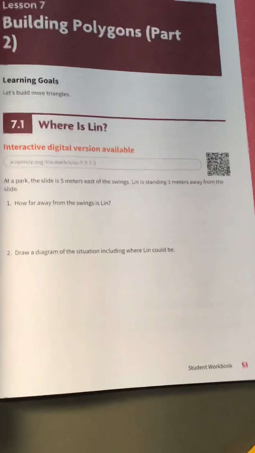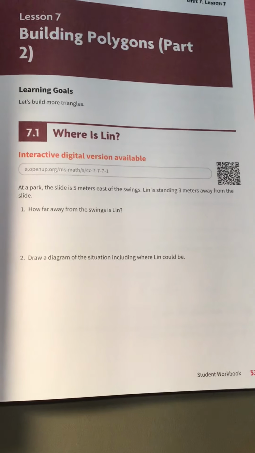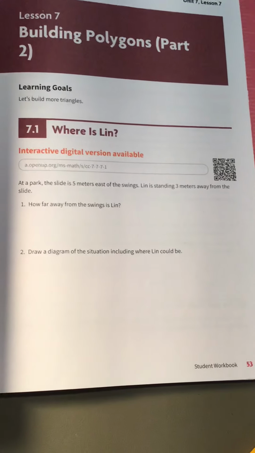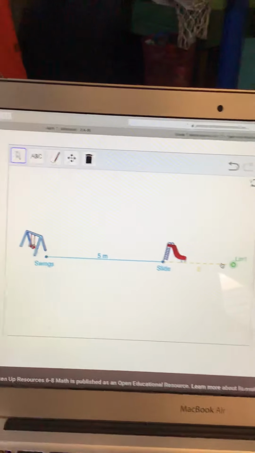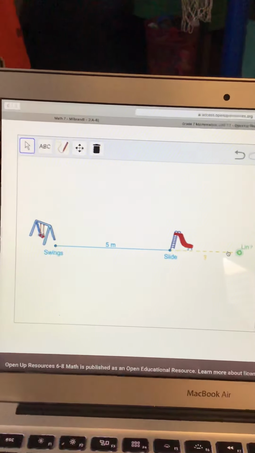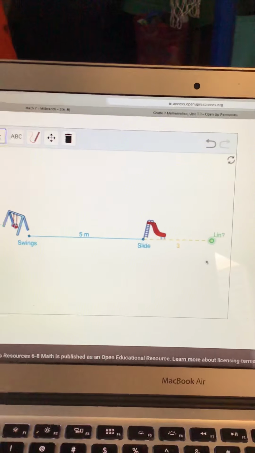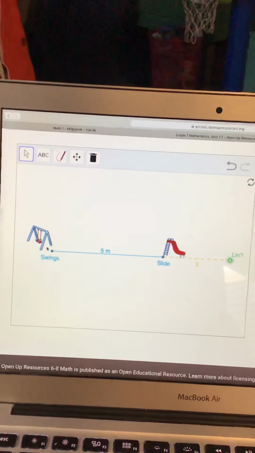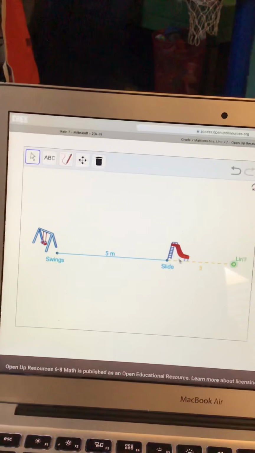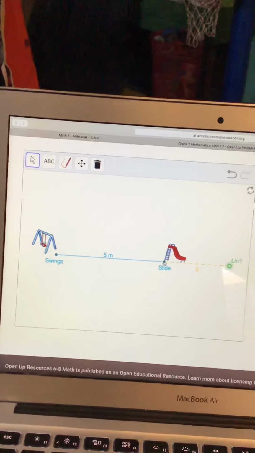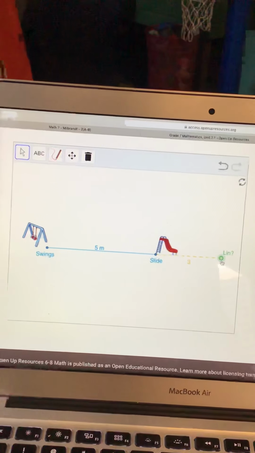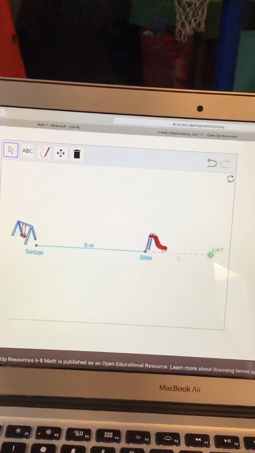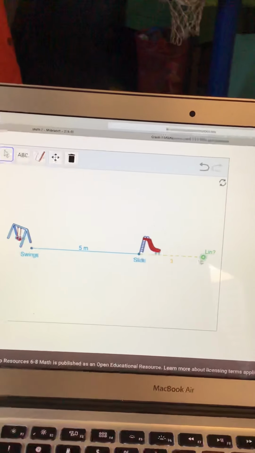It says, at a park, the slide is 5 meters east of the swing. Lynn is standing 3 meters away from the slide. How far away from the swings is Lynn? Just looking at my laptop here, it doesn't say which direction Lynn is from the slide. The only thing we know is the slide is east 5 meters of the swing. So let's say Lynn is straight east. How far away is Lynn from the swings? Well, 5 plus 3 is 8.